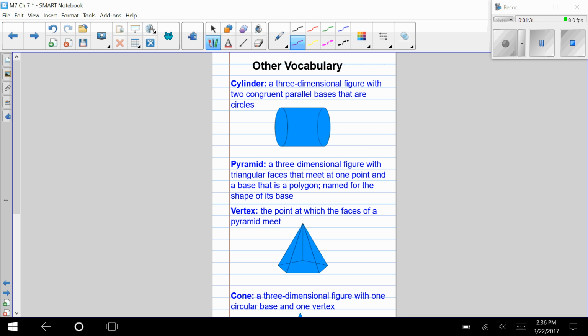A pyramid is a three-dimensional figure with triangular faces that meet at one point and a base that is a polygon. And we name it for the shape of its base. So in this pyramid, our base is this pentagon at the bottom. The vertex is that point at the top where all the faces meet.